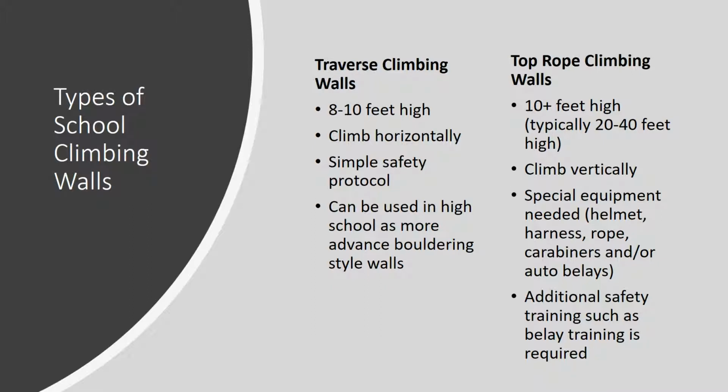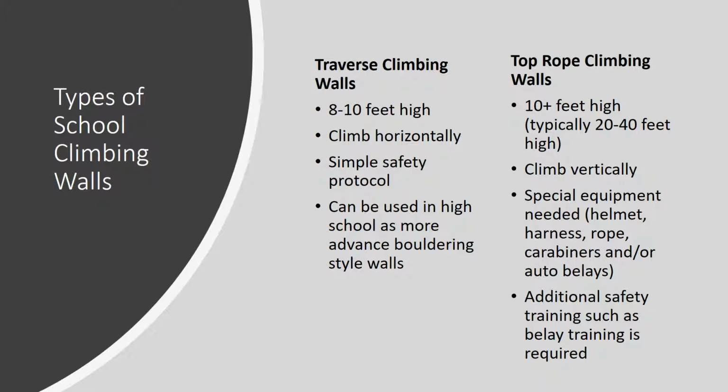There are 2 types of climbing walls in schools: the traverse climbing wall, most commonly found in elementary and middle schools, and top rope climbing walls, more commonly found in high schools, but found in some middle schools. The traverse climbing walls are 8 to 10 feet high. You climb them horizontally. They have simple safety protocol, and they can be used in high school as more advanced bouldering style walls if you place down the appropriate safety equipment such as mats.